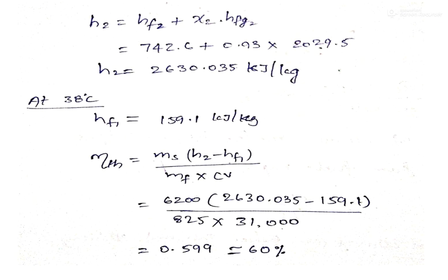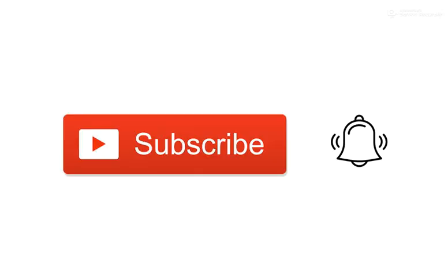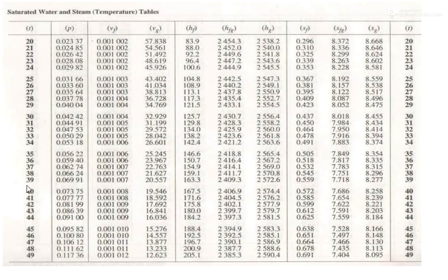And we require H1 or Hf1, which is the enthalpy of the feed water at the temperature of 38 degrees centigrade. So let us find out this enthalpy from the steam table. This we have to find from the temperature based tables, because the temperature of the water at the inlet is given. At 38 degrees centigrade, the Hf value is 159.1. Let us see, friends, here 38 degrees centigrade, and against this the Hf value is 159.1.